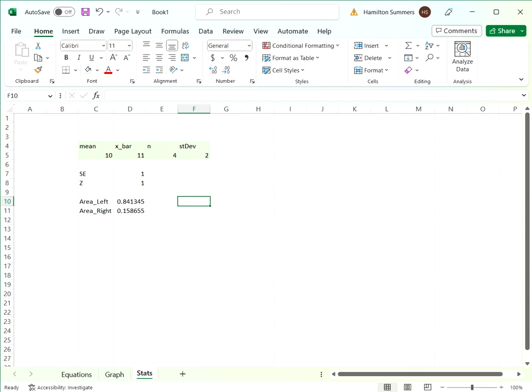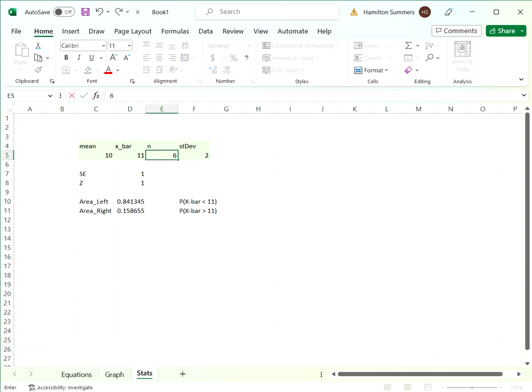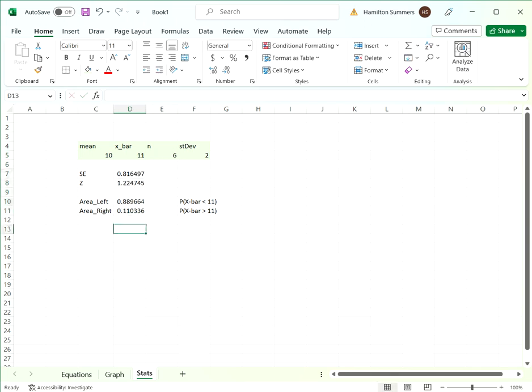Okay, so right there we have probability calculus, the probability. Actually, let me write this out here. This would be the probability that x bar is less than 11, and this would be the probability x bar is greater than 11. Okay, so now you have a calculator to basically do these kind of problems for you. And if let's say I want to change my sample size to 6, all I got to do is type that in, hit enter, and all of my values automatically update for me.